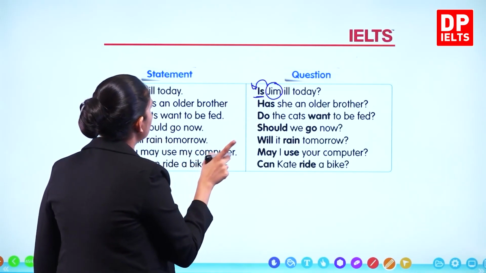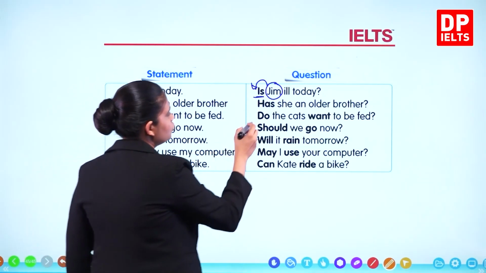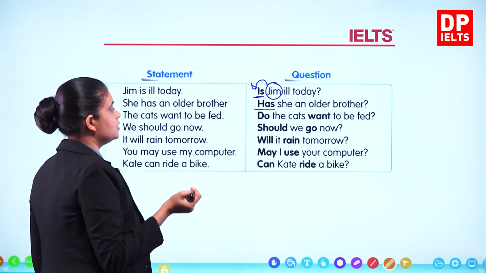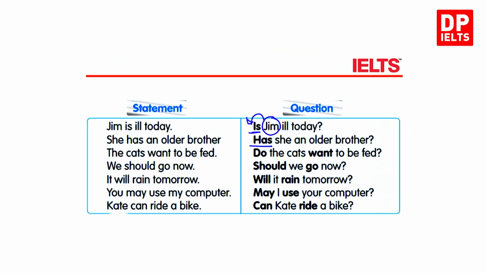She has an older brother. Has she an older brother? Again comes before the subject. She has an older brother. அவளுக்கு ஒரு மூத்த சகோதரன் உள்ளார். இதுல என்ன சப்ஜெக்ட்? She. Verb has. அதாவது helping verb has. Question மாத்தும் போது அது மாறி வரும். Helping verb முன்னாடி வரும். Has she an older brother?